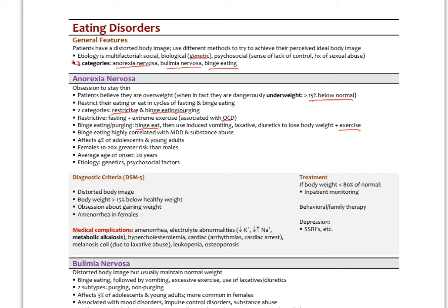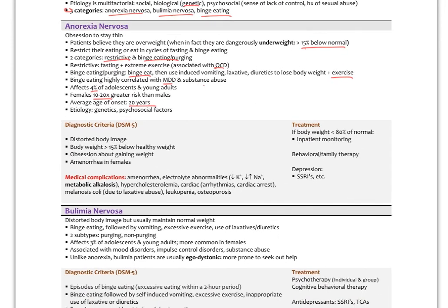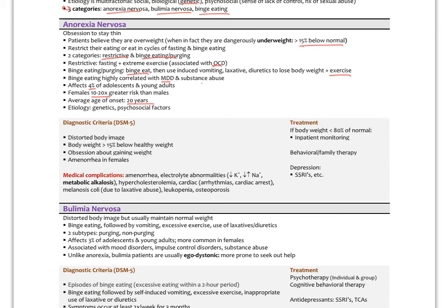Binge eating is highly correlated with major depressive disorder and substance abuse. Overall, anorexia affects about 4% of all adolescents and young adults, so huge. And again, there's a real correlation there with social expectations for different genders and so forth. Females have 10 to 20 times greater risk than males, and the average age of onset again is pretty young, around 20.